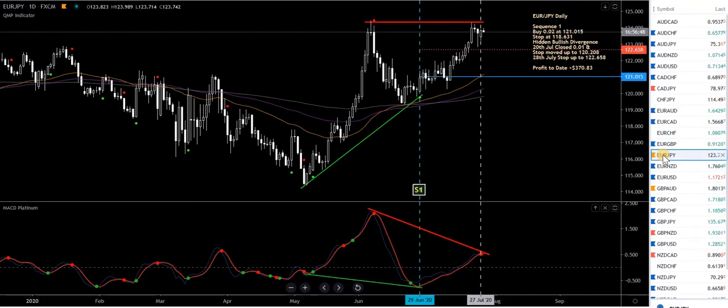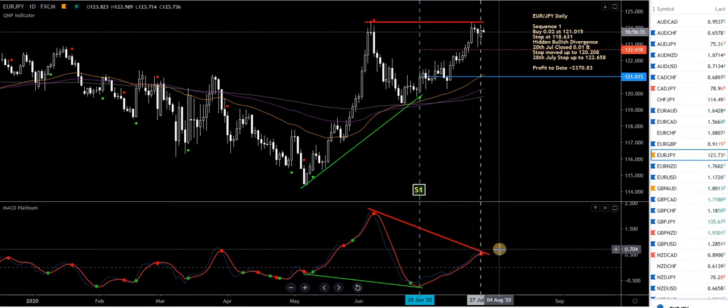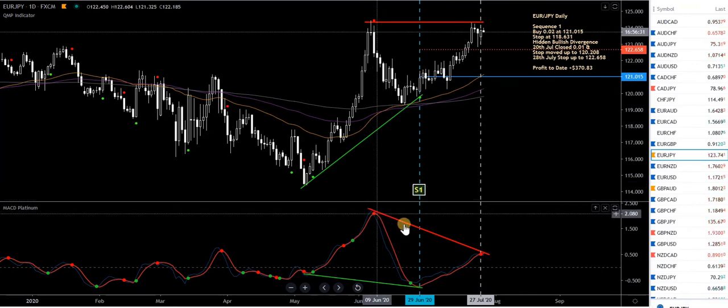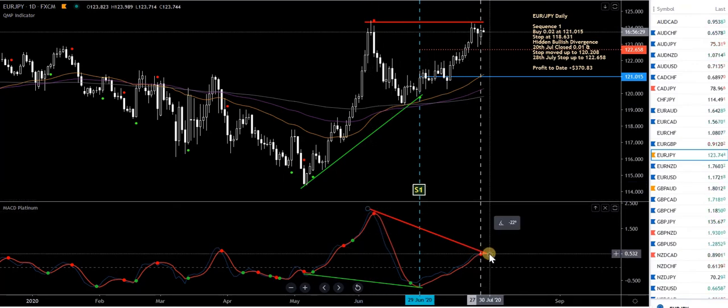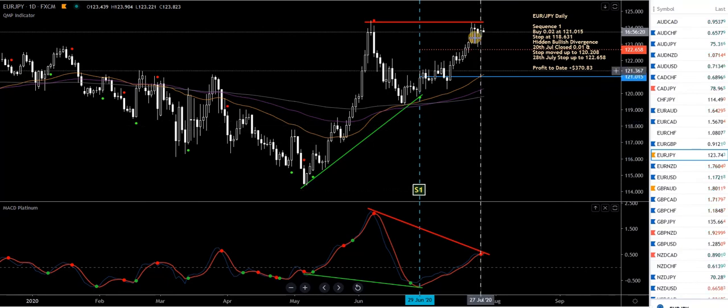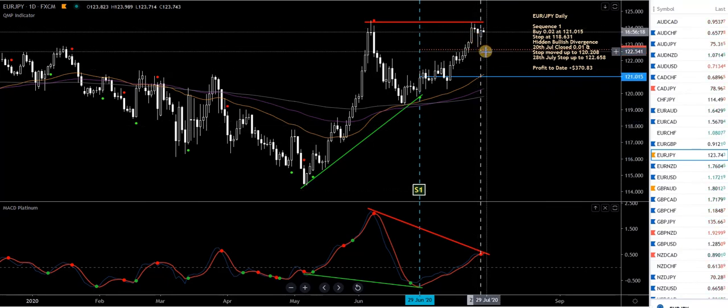Euro Yen in a buy trade down here, good entry. This morning I moved my stop up just below these little lows here. The reason being, a new red dot on the MACD Platinum above the 0 level, and there is possibly a double top up here, and you've got your bearish divergence forming. So time to start thinking about no more buy trades when there is divergence, but we're just tightening up the stop, which is good.